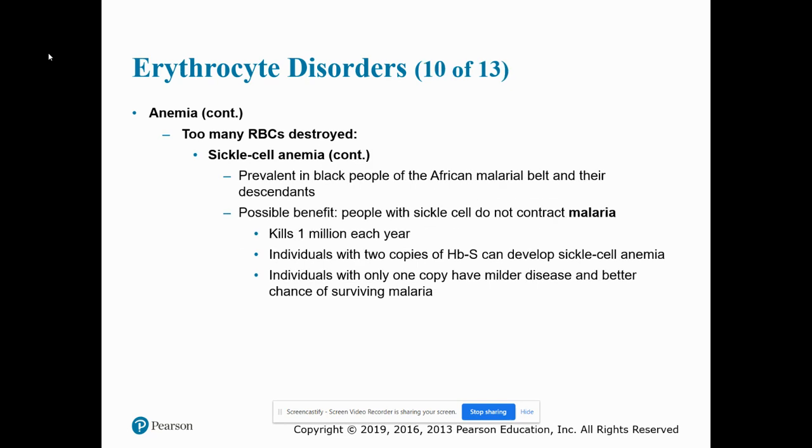Sickle cell anemia is prevalent in Black people of the African malarial belt and their descendants. There is a possible benefit to having sickle cell, and that is that people with sickle cell do not contract malaria. And malaria kills 1 million people each year. People that have 2 copies of hemoglobin S can develop sickle cell anemia. However, individuals with just 1 copy of hemoglobin S have a milder disease and a better chance of surviving malaria.